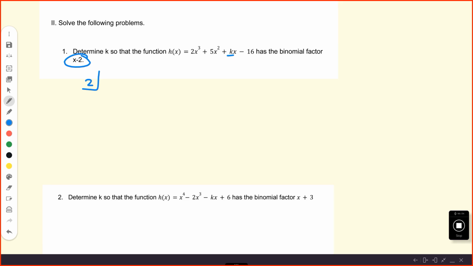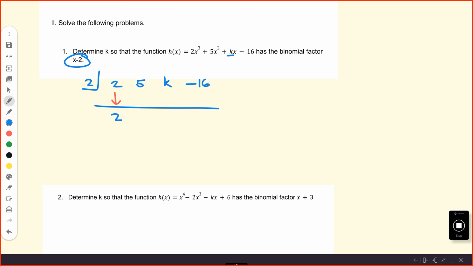Okay? And then we're going to list down the coefficients of the dividend. So what are the coefficients? We got 2, 5, and then k. It's just k. So just write k because we don't know. We're going to find that value, the coefficient of x. Okay? And then negative 16. Make sense? Okay.